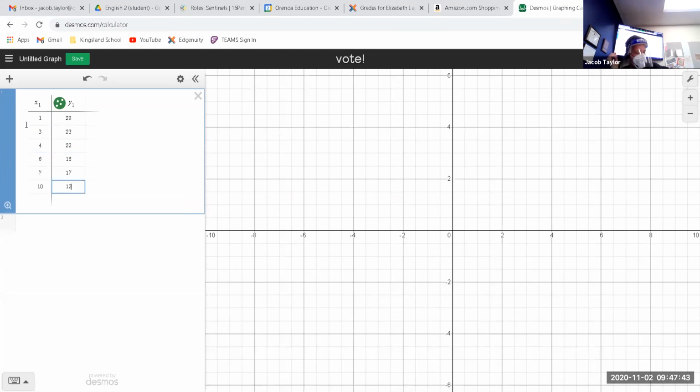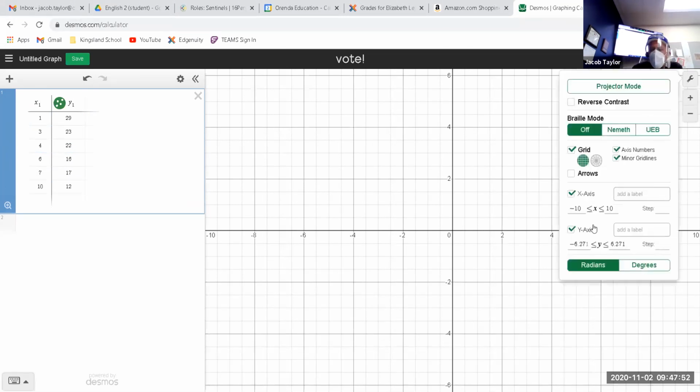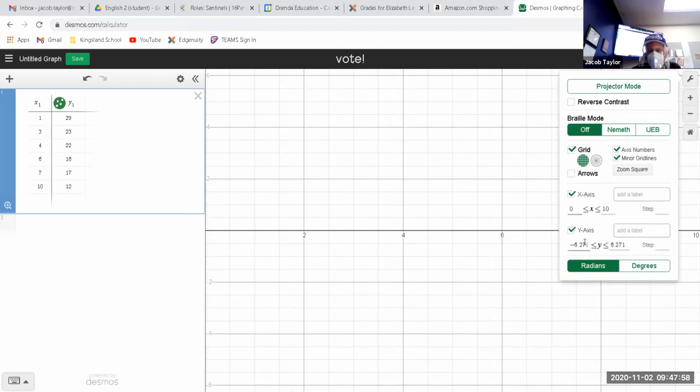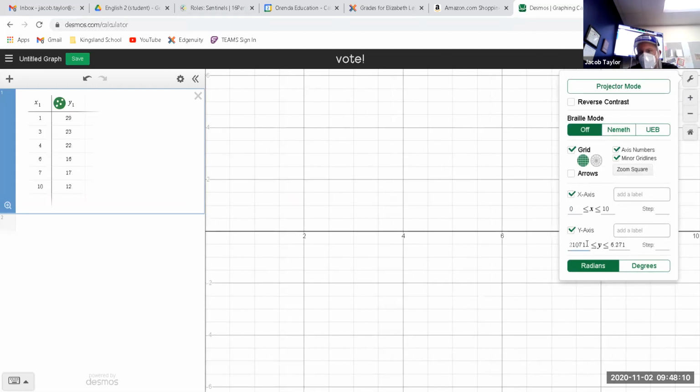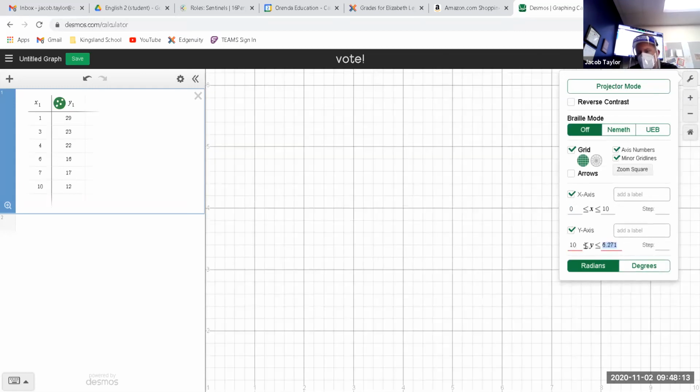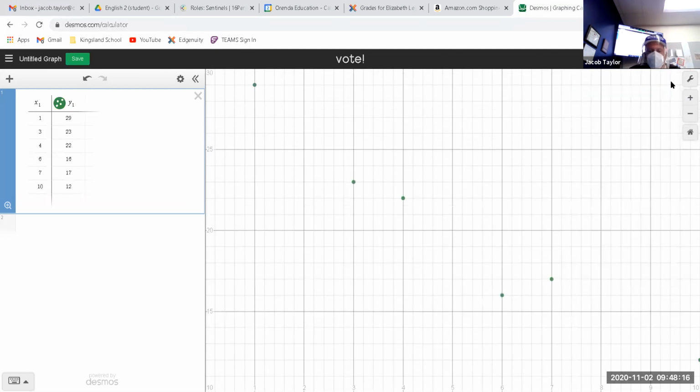If you have a printout of the notes, this scatter plot is on page 5. If you'd like to follow along, page 5 in the notes. I'm going to go ahead and adjust my axes. My x-axis goes from 0 to 10. We'll have the y-axis go from, looks like our lowest y is 12 and the highest is 29, so let's go 10 to 30. I'll give you just a minute to get those points put in.